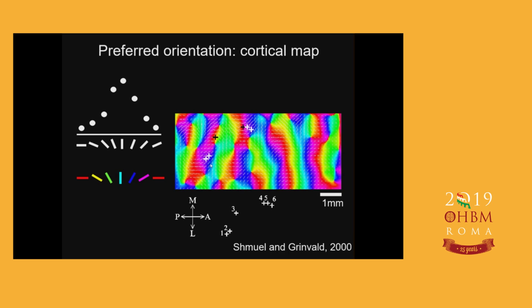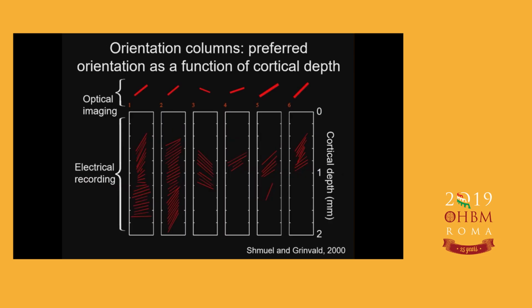Now, why do we call these columns? Because if, for example, we mark 6 locations on top of cortex and insert an electrode and record action potentials from these locations, we can see that the preferred orientation as a function of cortical depth is approximately constant. It's invariant to depth, and it matches what we get with optical imaging from the top of cortex. So that's why we call them columns.